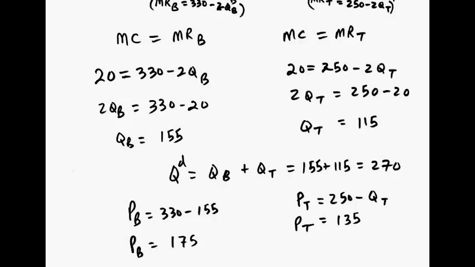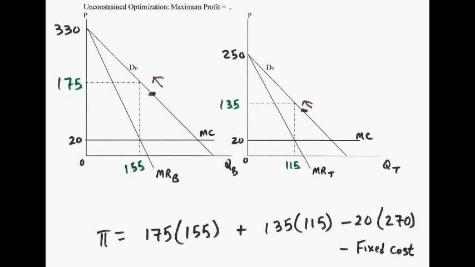With the allocation of the passengers, 155 business passengers and 115 tourists, we can determine that the prices in the market segments would rise to PB equals 175 and PT equals 135. We show the equilibrium in each market segment at a price of 175 and quantity of 155 for business, and in the tourist market segment a price of 135 and a quantity of 115. We can determine that the profit would indeed be maximum in this particular situation.